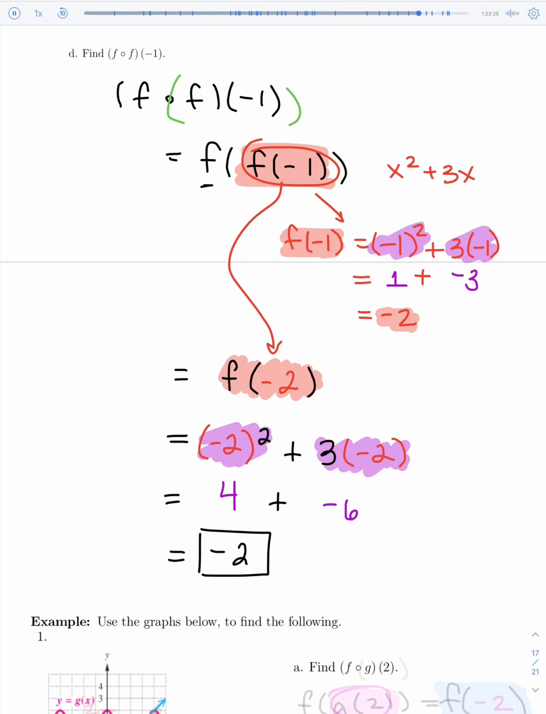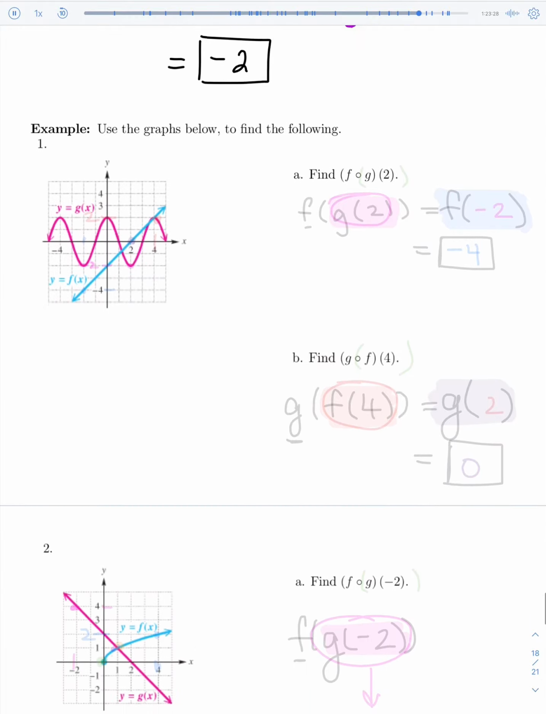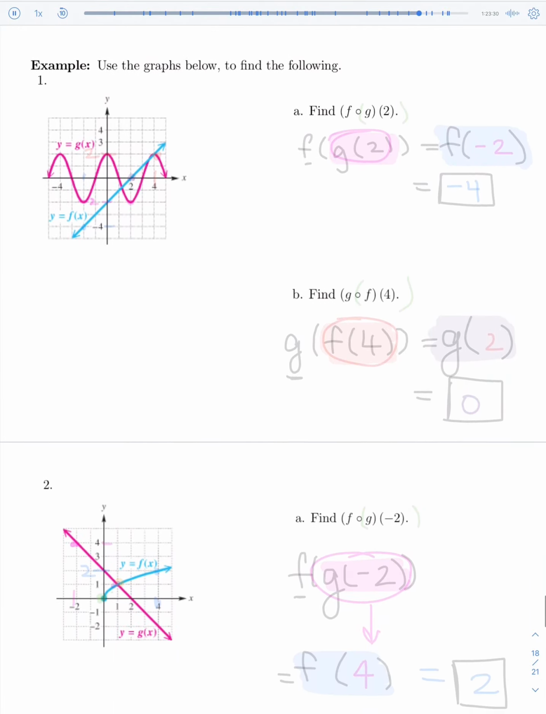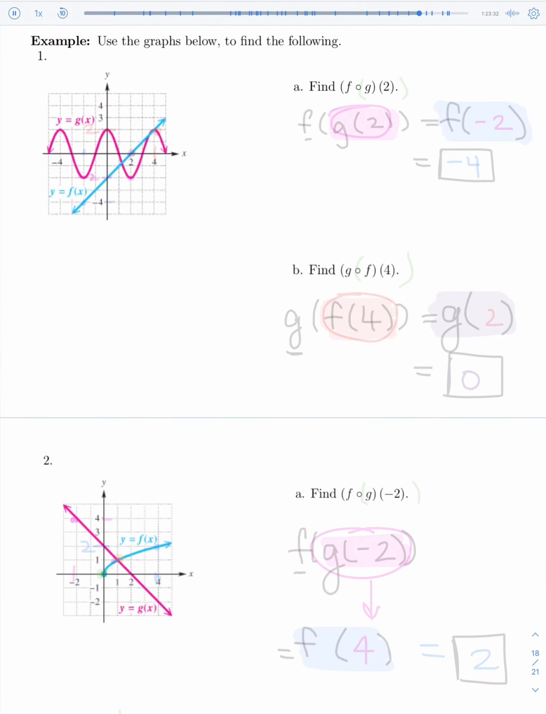Now let's take a look at a different example. On this next one, what we're going to use is a picture to do the same type of problem. So let's take a look. On problem A, we've got f of g of 2. We'll switch the notation and use parentheses instead. So that means we'll be looking at f of g of 2.